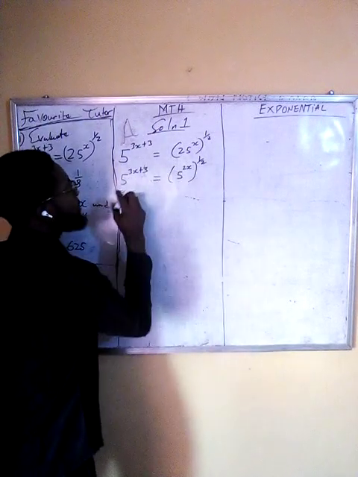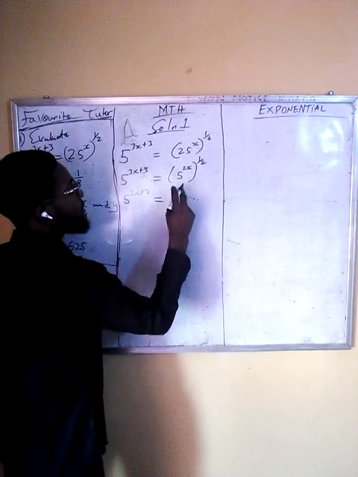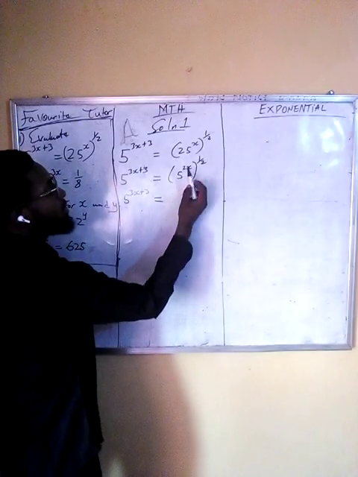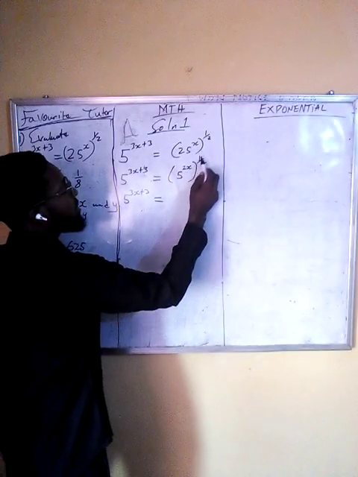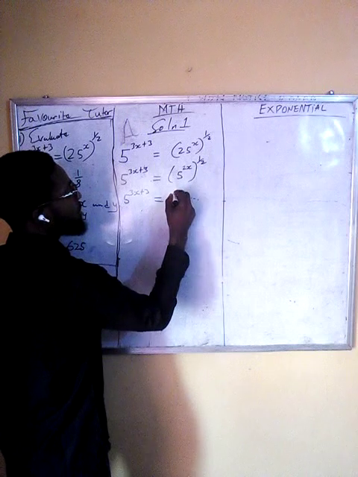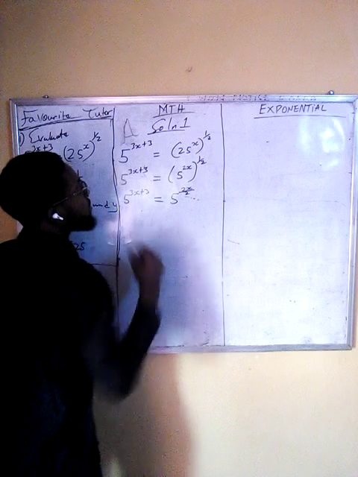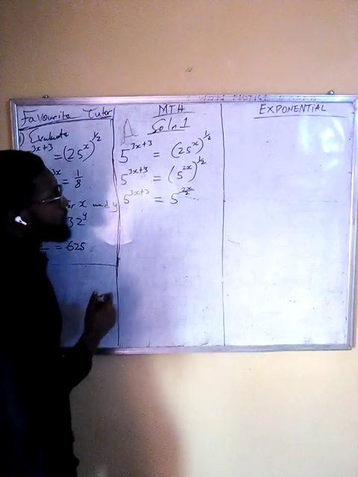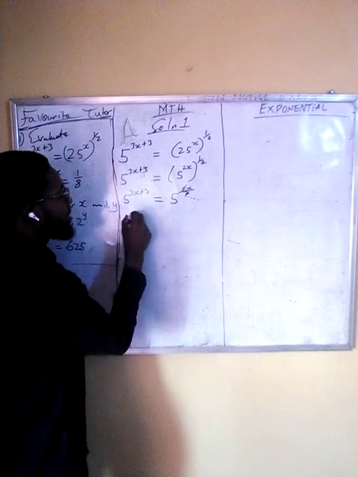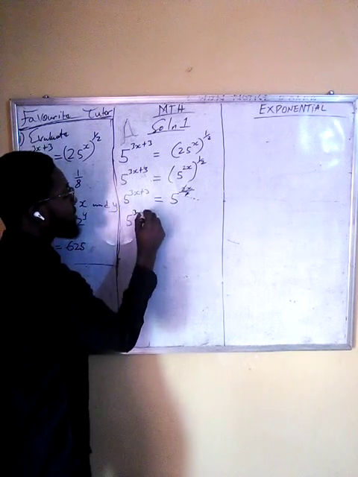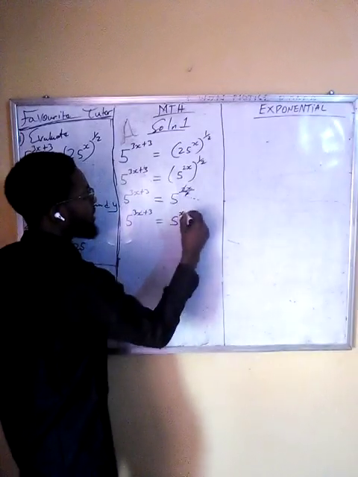We need to open this bracket. This is 5 raised to the power of 3x plus 3 equals to, let us open this bracket. We multiply both powers. So therefore 2x times 1 over 2, the same thing as 5 raised to the power of 2x all over 2. We cancel out 2, leaving just x. So this is 5 raised to the power of 3x plus 3 equals to 5 raised to the power of x.